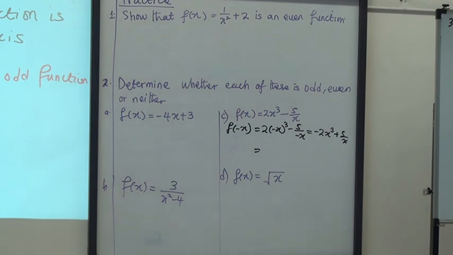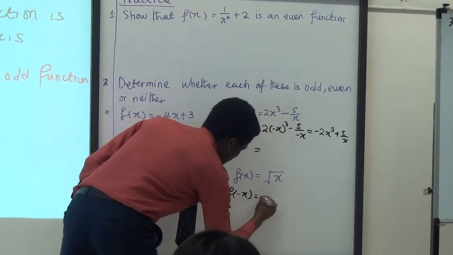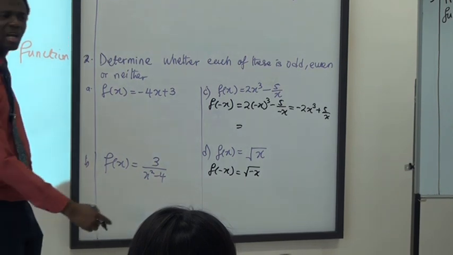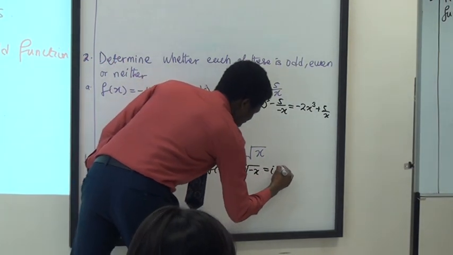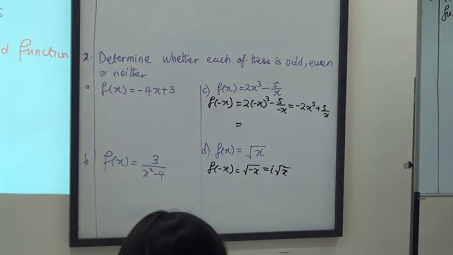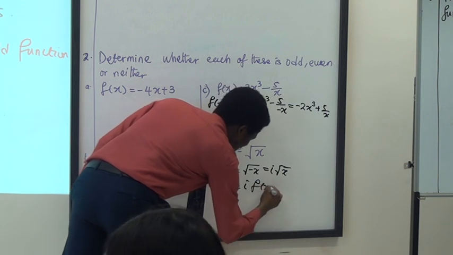What about d? Is it odd, even, or neither? Neither. f of negative x is square root of minus x. What can you do with this except to bring i out, i root x. i is not negative, and i isn't one that could vanish, right? So basically, all we could get is i f of x.